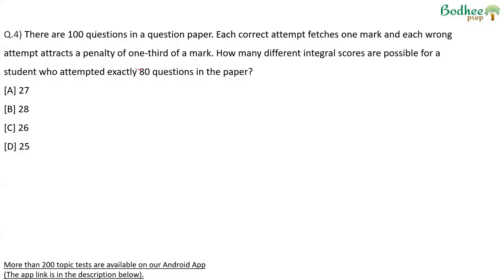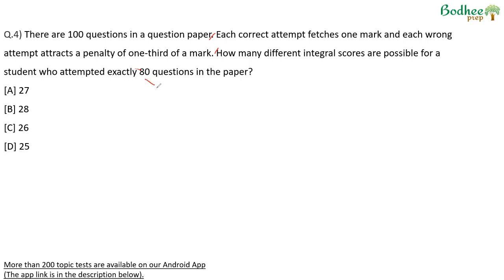There are 100 questions in a question paper. Each correct attempt fetches 1 mark. Each wrong attempt attracts a penalty of 1/3 of a mark. How many different integral scores are possible for a student who attempted exactly 80 questions in the paper?